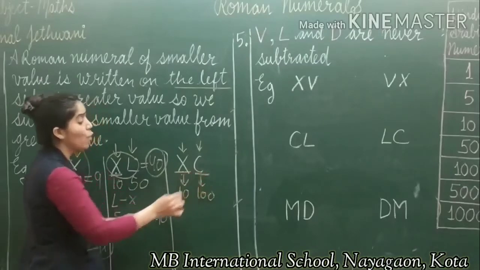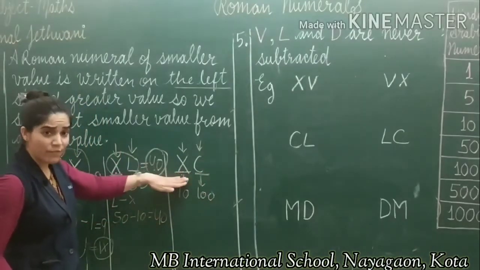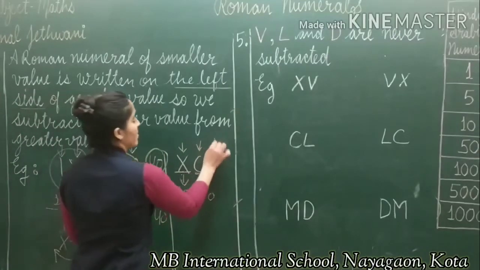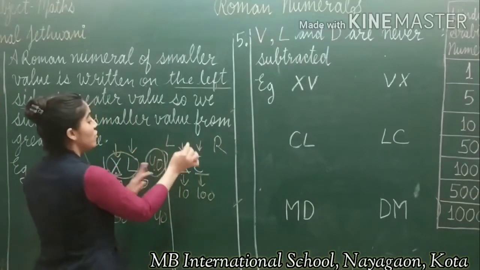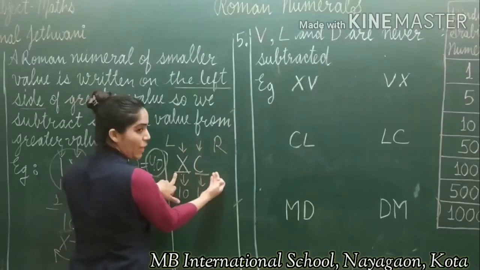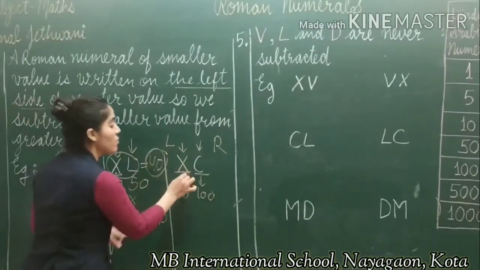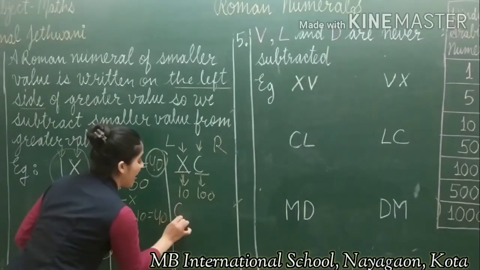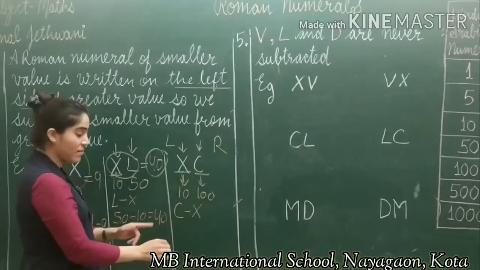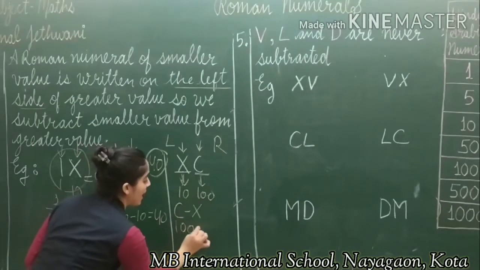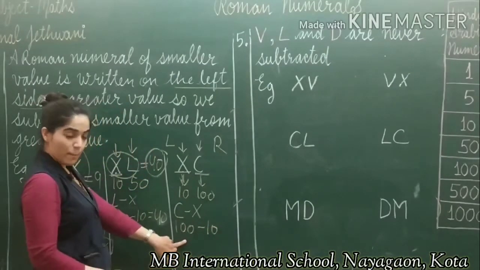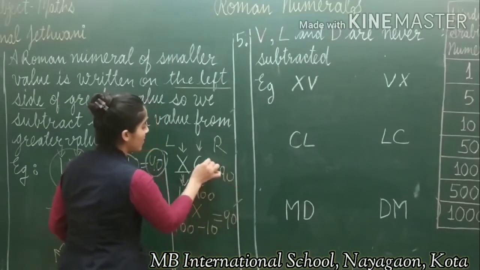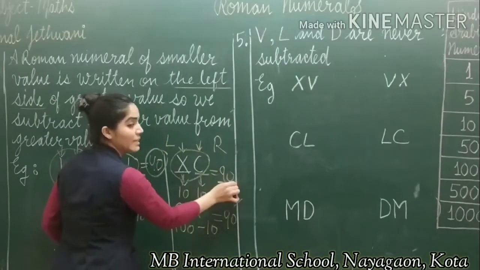from the greater value. जब भी हमारी smaller value Roman numeral में ग्रेटर वैल्यू के लेफ्ट साइड पर होती है. This is a right side and this is a left side. जो स्मॉलर वैल्यू हमारे ग्रेटर वैल्यू के लेफ्ट साइड पर होती है तो हम स्मॉलर वैल्यू को ग्रेटर वैल्यू में से सब्ट्रैक्ट करते हैं. So we will subtract X from C. It means we will subtract 10 from 100. After subtracting, we'll get the answer 90. So the answer is 90. This Roman numeral forms the 90.